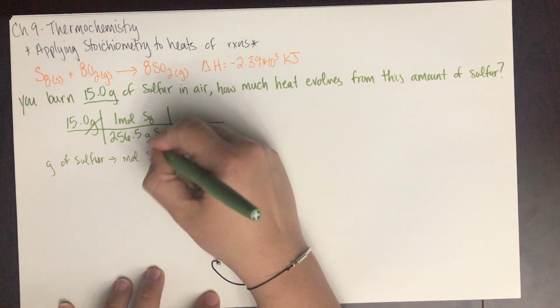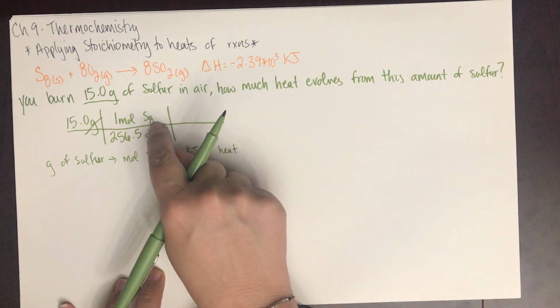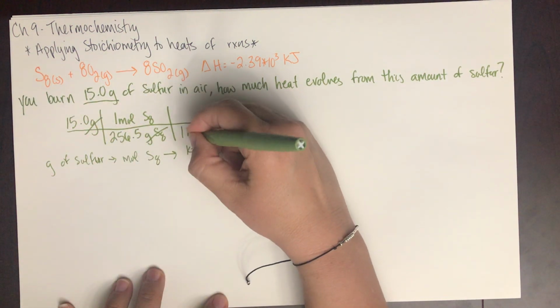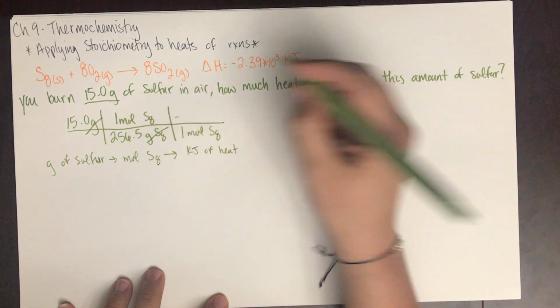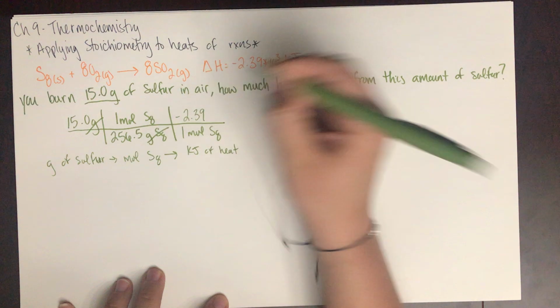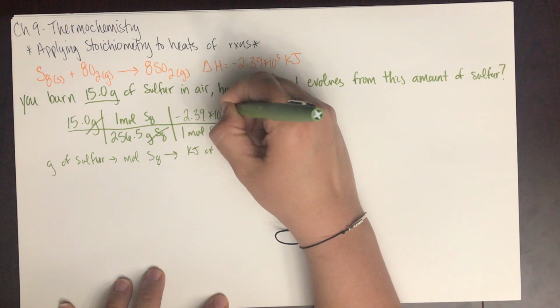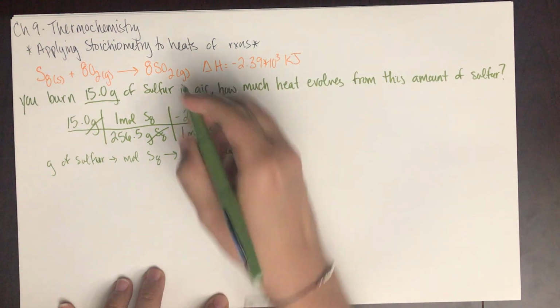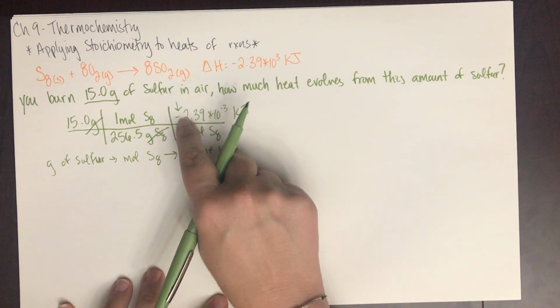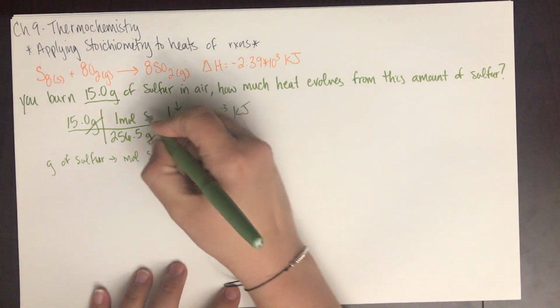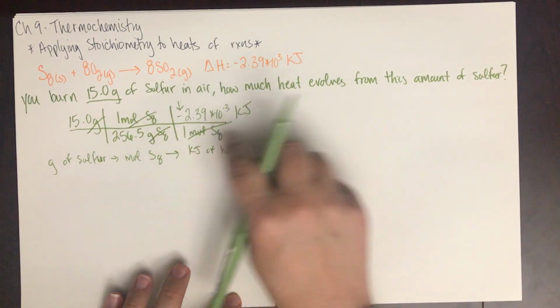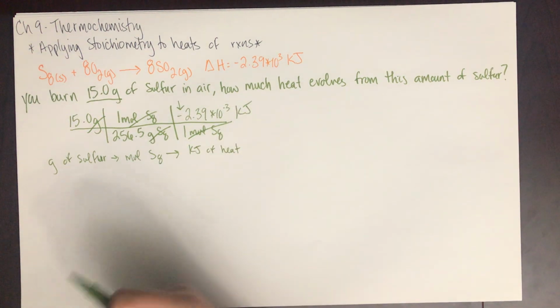So now grams of sulfur will cancel. So now I have moles of S8. 1 mole of S8 evolves negative 2.39 times 10 to the third kilojoules. And remember, this negative sign is important because it shows the direction that the heat is moving. Is it being absorbed or is it being evolved? So now moles have canceled and my answer is just going to be in kilojoules.